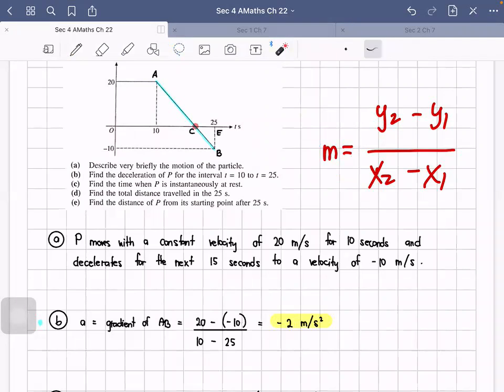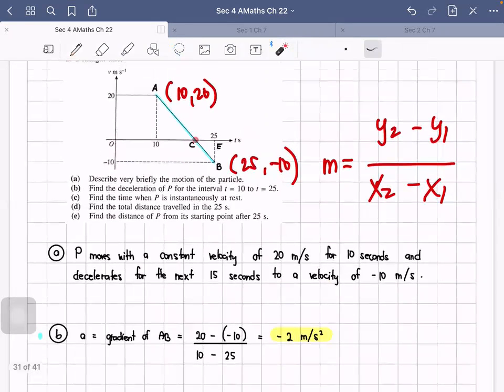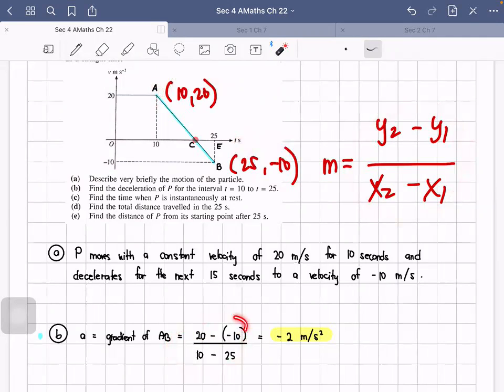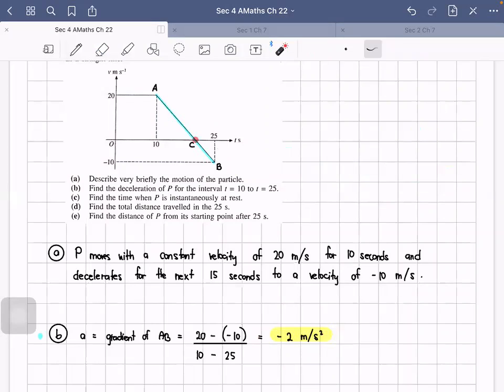Basically you need to choose 2 points. In this case, I chose point A and point B. The coordinates of point A are 10, 20. B is 25 and negative 10. So let's say this is my x sub 1, y sub 1, x sub 2, y sub 2. Just put this in the formula and you'll get this right here. So this is 20 minus negative 10, this is y sub 2, this is y sub 1, and then of course it's 10 minus 25. Getting that, the deceleration is negative 2 meters per second squared. So that's the deceleration for letter B, from 10 to 25 seconds. This is your answer.